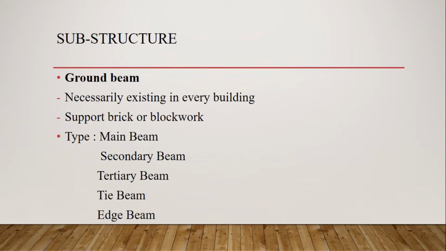And next is the tie beam. Tie beam is a beam that stretches over columns, and its purpose is to tie the tops of the columns. It is to support the stability of the structure. And the last is the edge beam. It functions as a binding beam to resist stresses between the external columns.